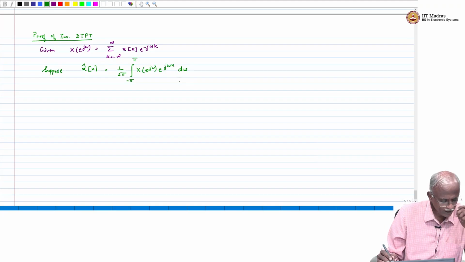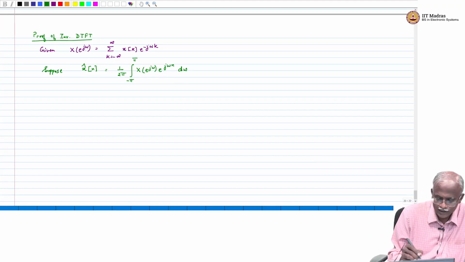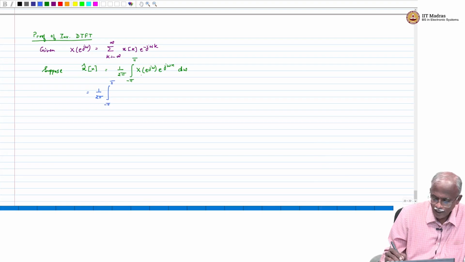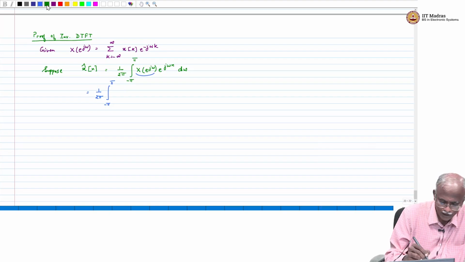That is the expression that we have. Okay. So, now let us see how we can systematically go forward. This is 1 over 2 pi integral from minus pi to pi. I am going to substitute the expression for X e of j omega from equation number 1.